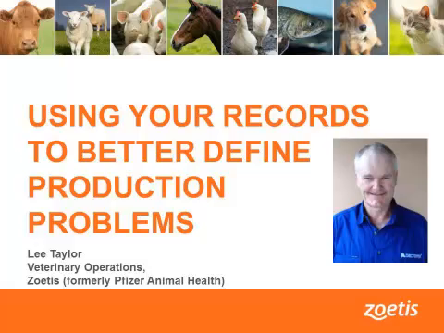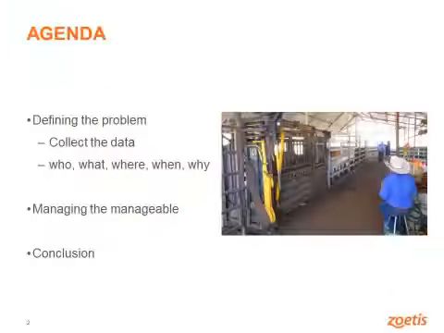I'm a veterinarian with Pfizer Animal Health, and today I'm going to talk to you about using your records to better define production problems. So we're going to cover off defining the problem. To do that, you need to collect the data and you need to ask yourself a number of questions: who, what, where, when and why. We'll go into that further. Then you need to focus on managing the manageable, and then we'll make some concluding remarks.